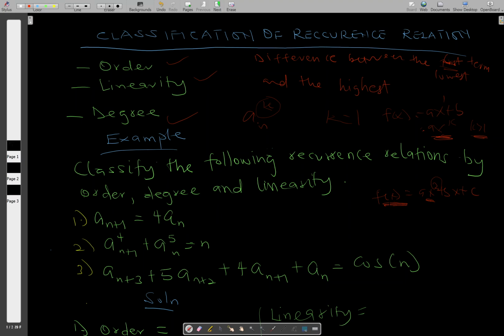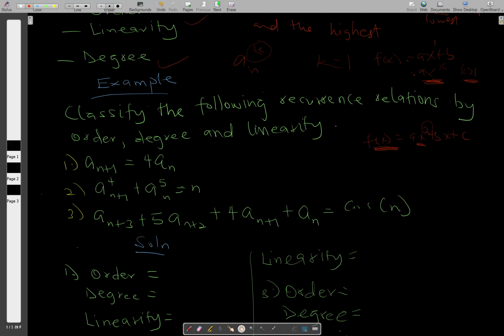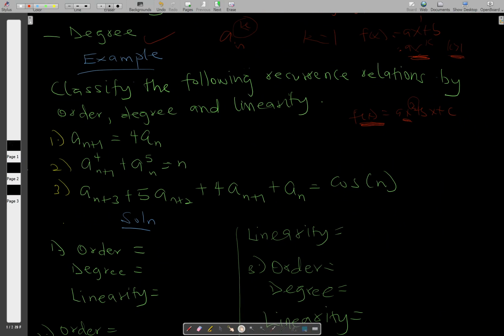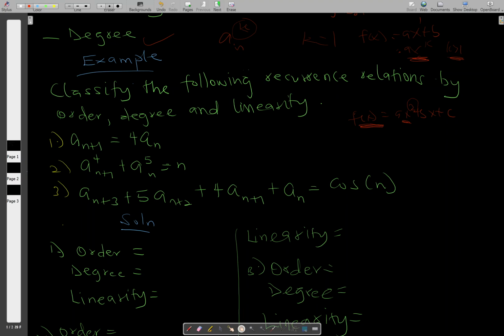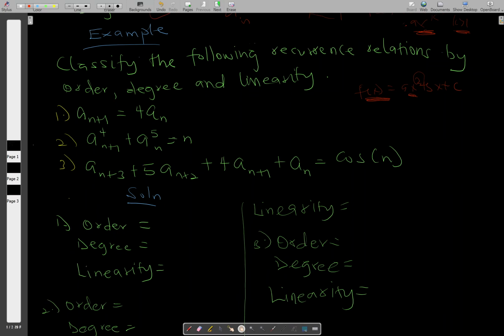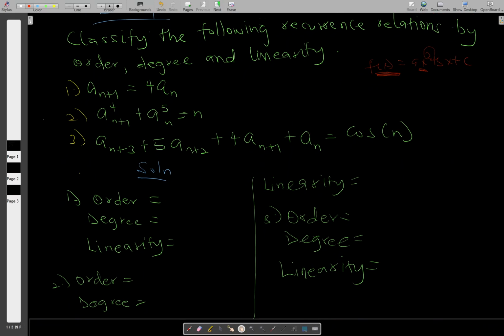Let's solve examples. After solving examples, you will appreciate the concept. So now we are to classify the following recurrence relations by order, degree, and linearity. So we have the first question.